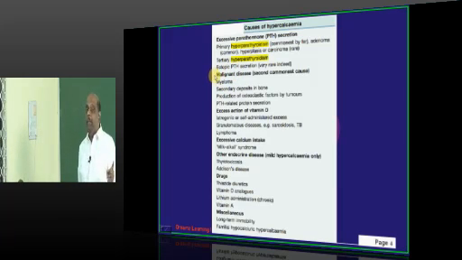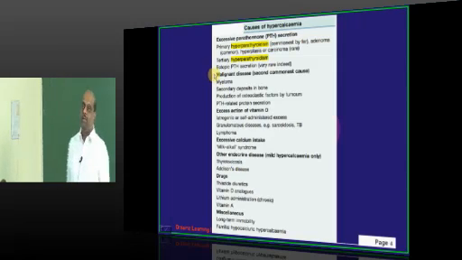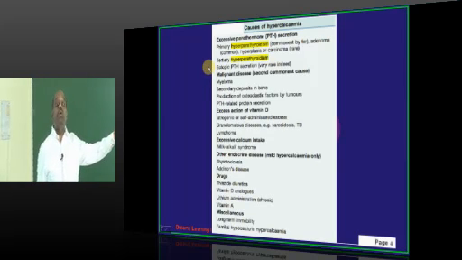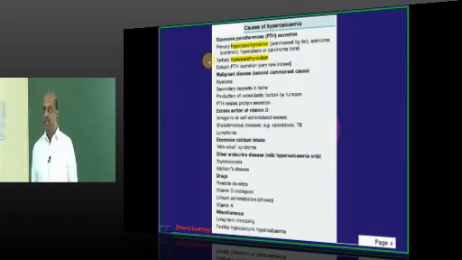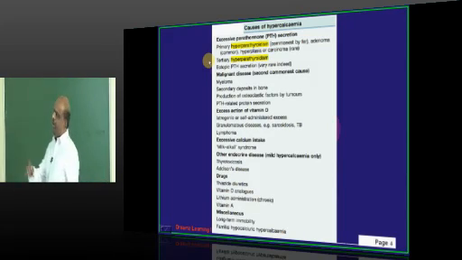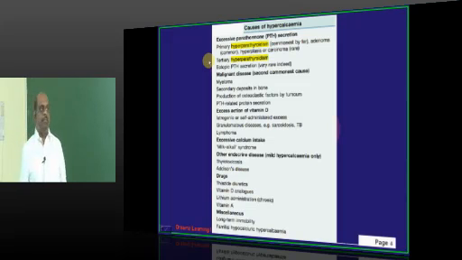in primary hyperparathyroidism, excess parathormone will lead to hypercalcemia. Tertiary hyperparathyroidism, there will be hypercalcemia. But secondary hyperparathyroidism, there will be no hypercalcemia. Why? This is a very important point, a frequently asked question in the exam. When do you call secondary hyperparathyroidism?